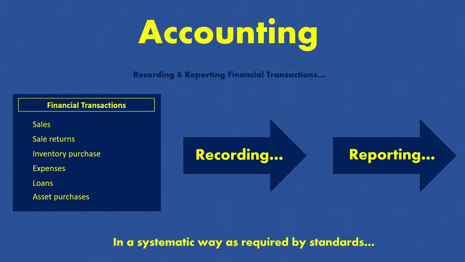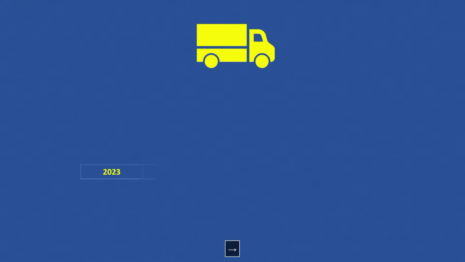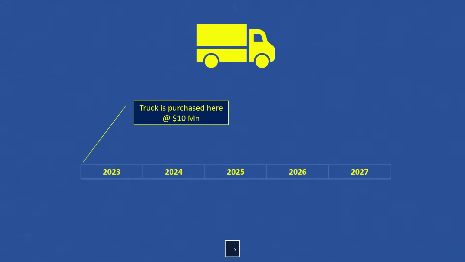And what does that mean? Let me explain that to you with the help of an example. Let us say our business has purchased a truck at the beginning of 2023 for $10 million. And we are supposed to use this truck for the next 5 years.